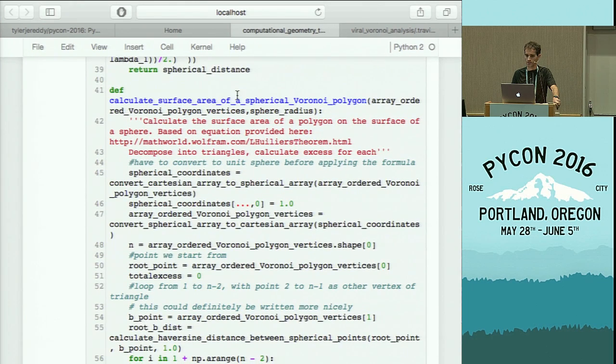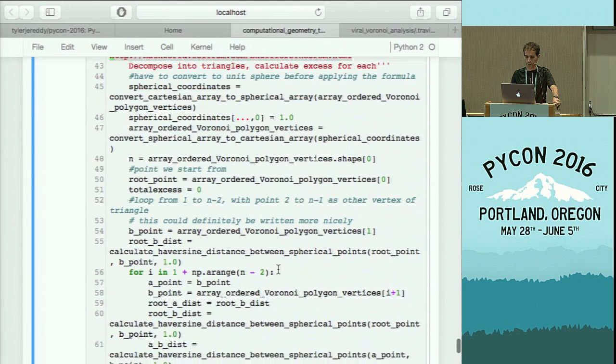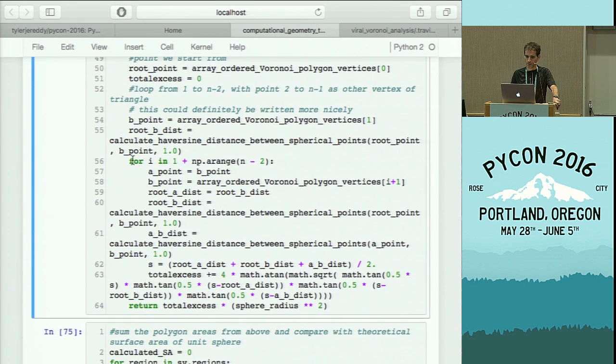So calculating the surface area of a spherical polygon, which takes an array of ordered Voronoi polygon vertices, and also calculates the sphere radius. You can see that we've basically pulled the equation straight from Wolfram. So Lhuilier's theorem is available there. The code is almost certainly not optimal. There's a Python for loop in here going through the vertices, so there's a lot of opportunities to make this a lot faster.